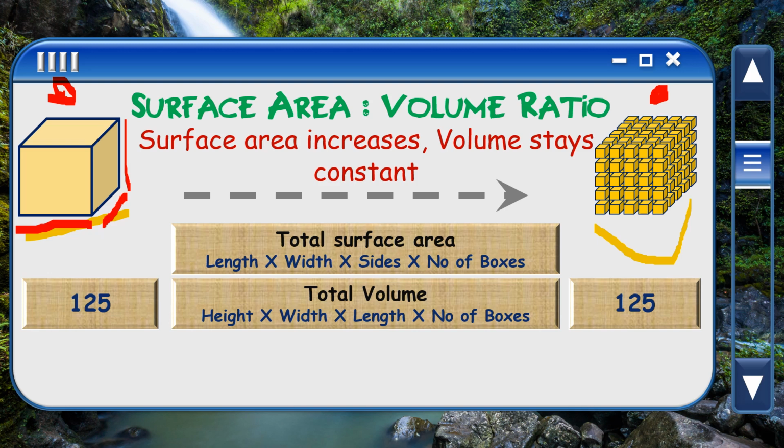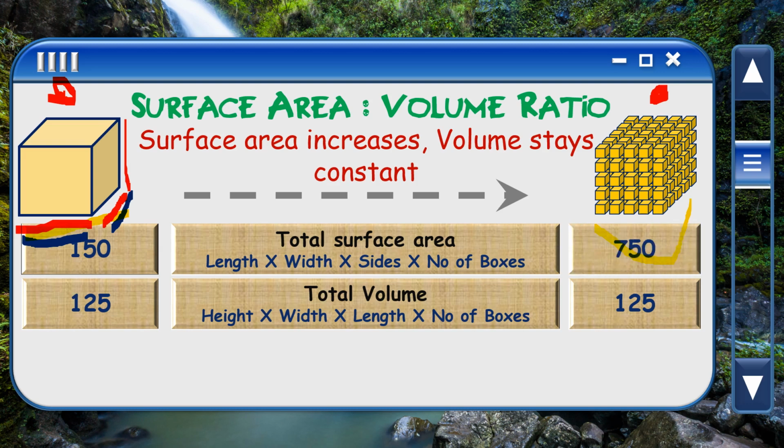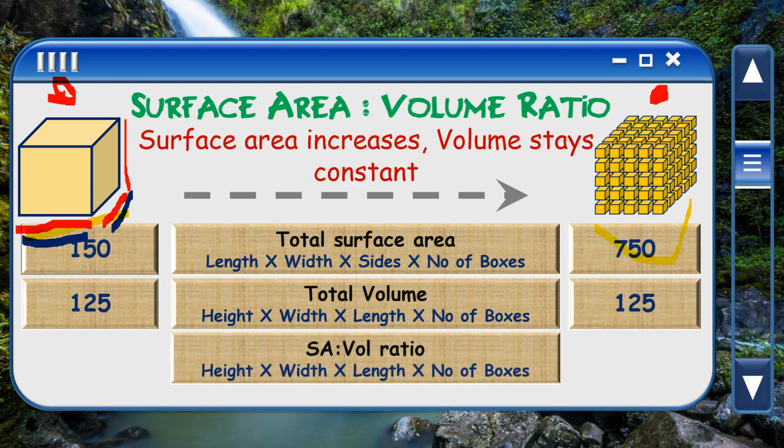Now, if we look at the total surface area, it will be the length times the width, times the number of sides of the box. Here, what are we getting? You will see that the total surface area of our big box cell is 150. And for the smaller ones, the total surface area is 750.